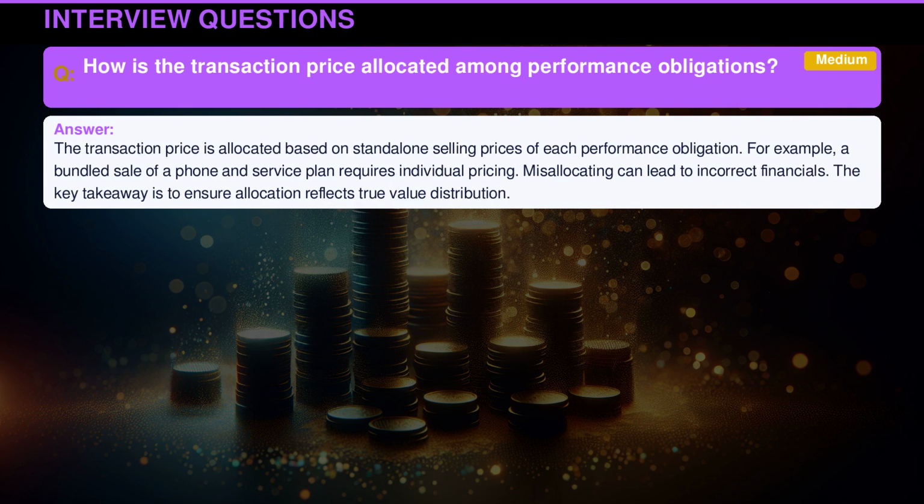The transaction price is allocated based on standalone selling prices of each performance obligation. For example, a bundled sale of a phone and service plan requires individual pricing. Misallocating can lead to incorrect financials. The key takeaway is to ensure allocation reflects true value distribution.